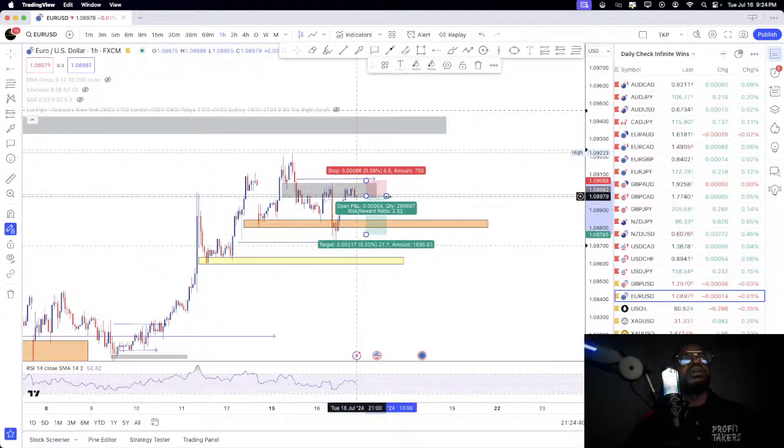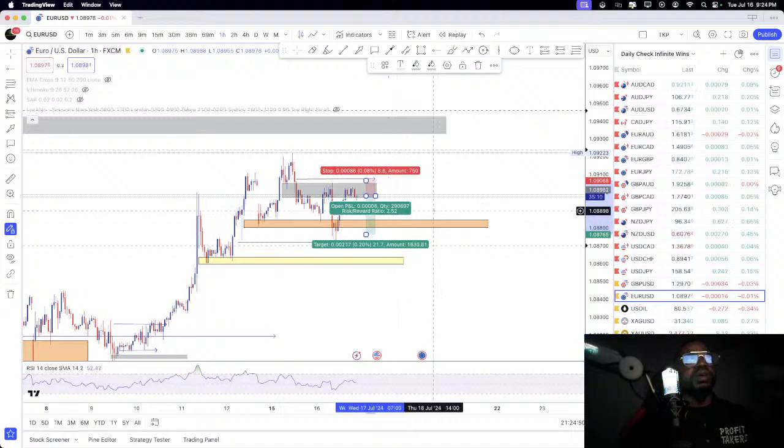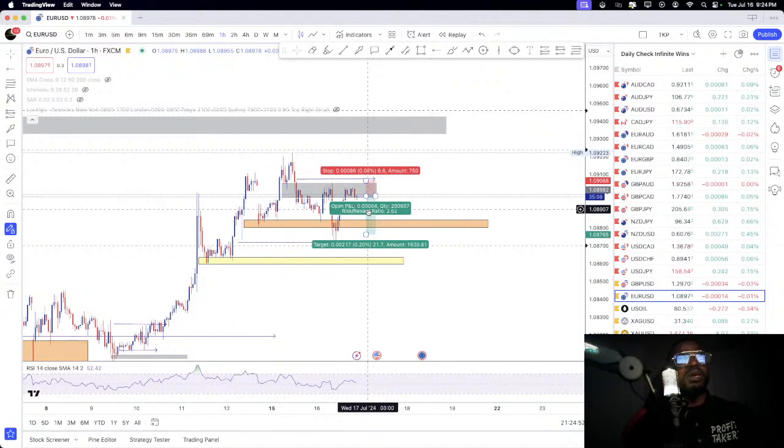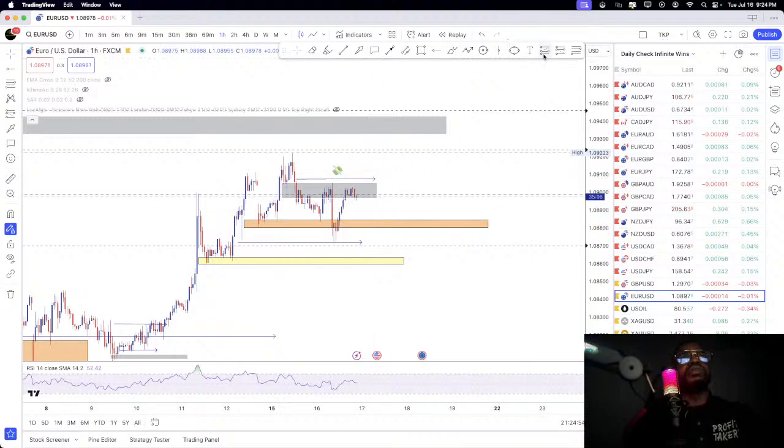Okay, so this one doesn't. For our minimum, we want to look for at least 1 to 3. This is 1 to 2.52. Okay, so it did not make it. So we're going to get rid of this one.